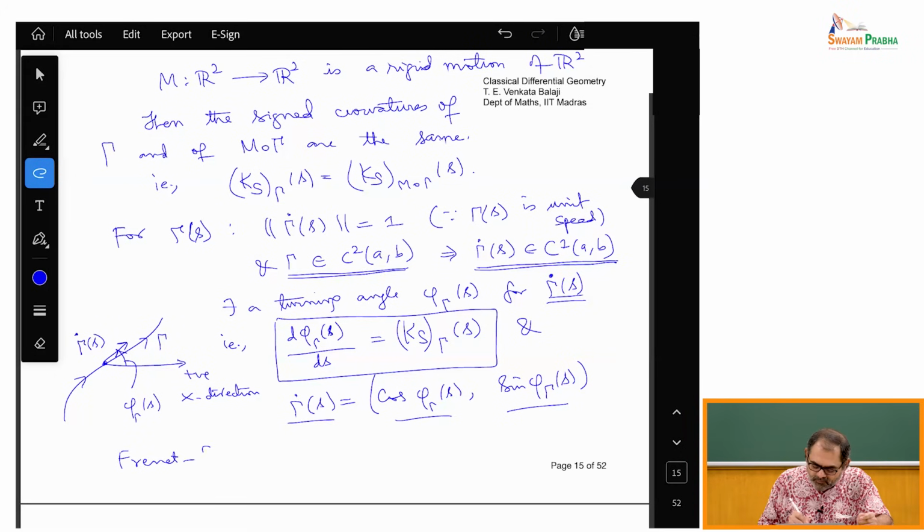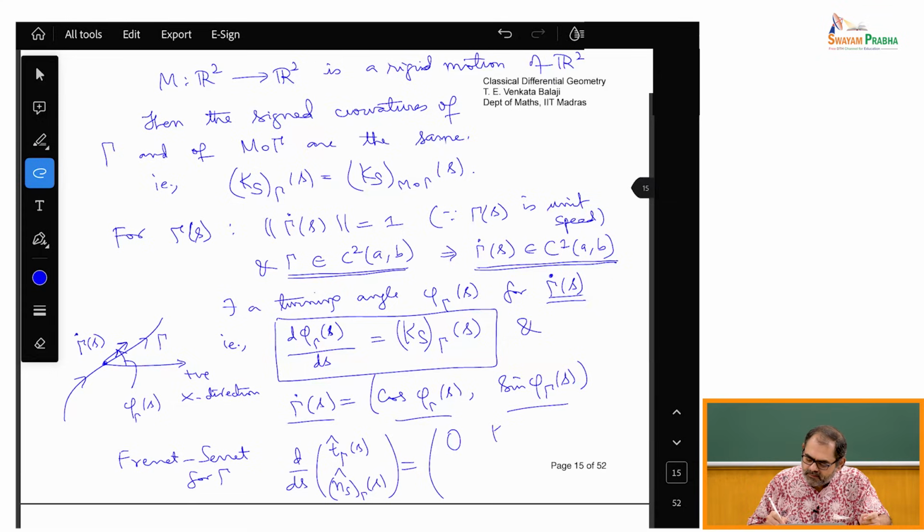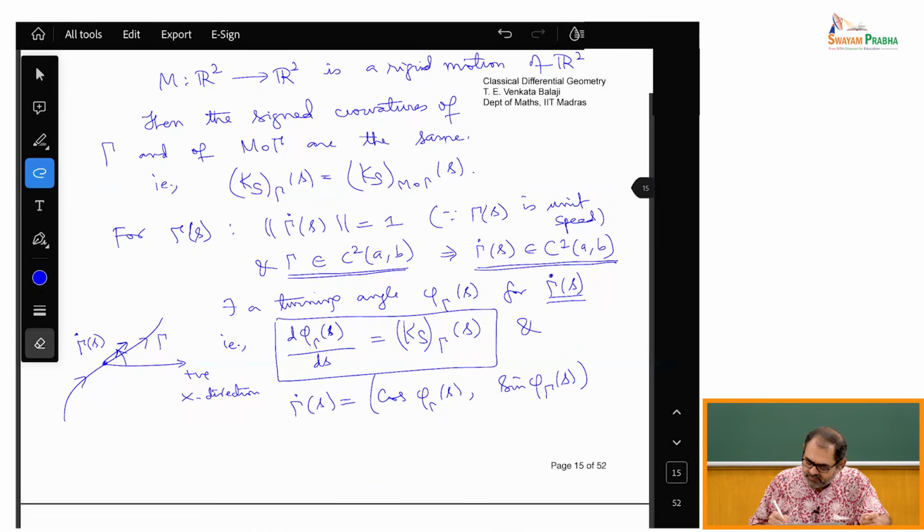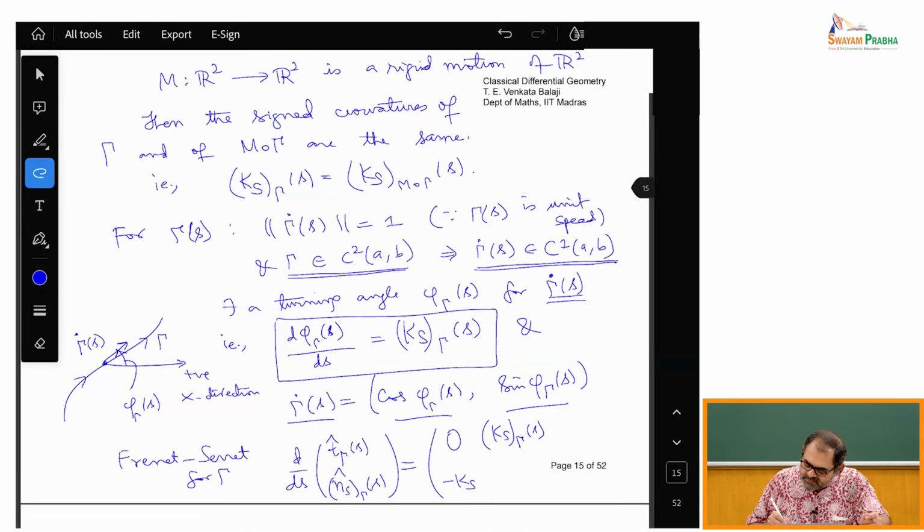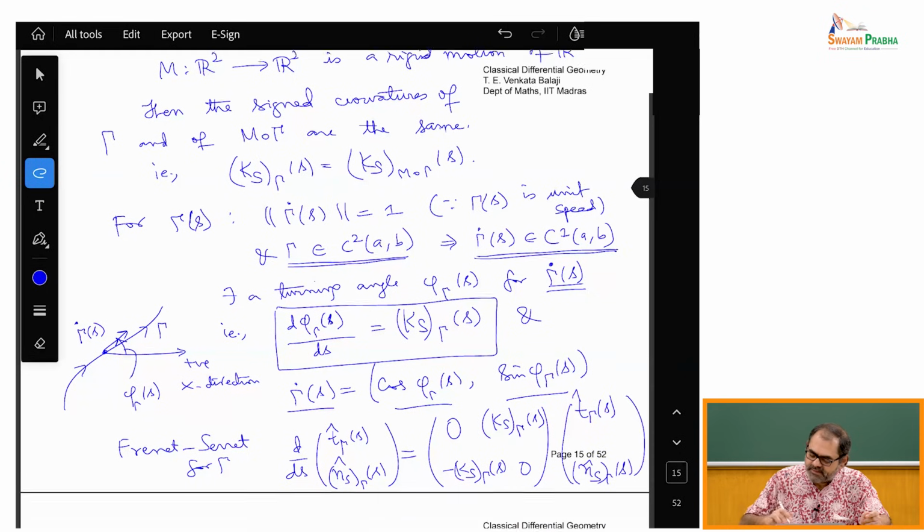and it's only from this description that you get the Frenet-Serret. So the Frenet-Serret for gamma will be d by ds of t cap gamma of s, n_s cap sub gamma of s, is equal to 0, k_s sub gamma of s, and then here I have to put the negative of that, minus k_s sub gamma of s, 0, and on this side you are going to get t cap gamma of s, n_s cap sub gamma of s. So this is the Frenet-Serret differential equation.